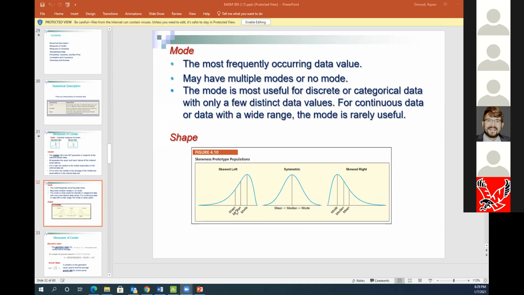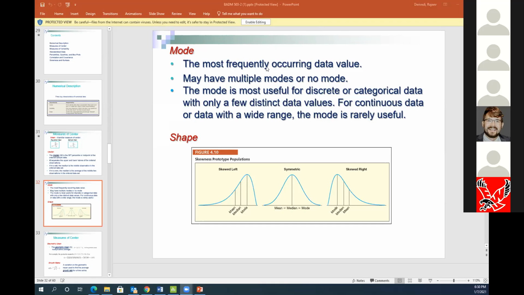Skewed left: the mean is smaller, the median is central, and the mode is high. And if the mode is smaller, with the median and mean larger, then it is skewed right. So this is another way of doing it. And what is mode? Mode is the most frequently occurring value in any data.